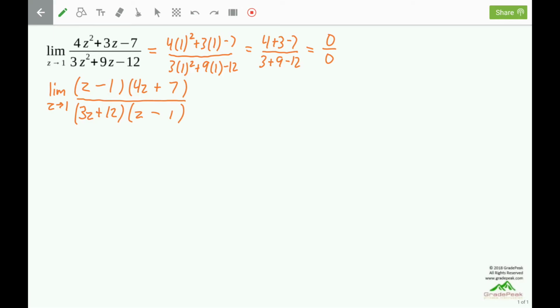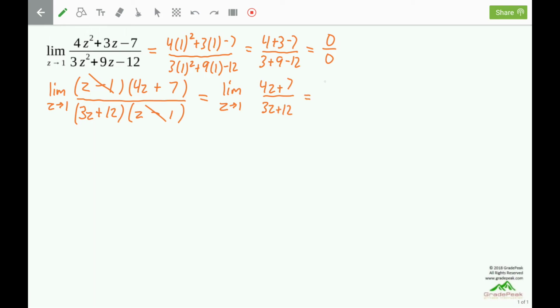And now you can see where the 0 over 0 is coming from. Remember, we expect to see a z minus 1 factor in the numerator and denominator since we had 0 over 0 to begin with, and we do see that factor, and that factor can cancel out. Now we can just rewrite this limit with the 4z plus 7 divided by the 3z plus 12.